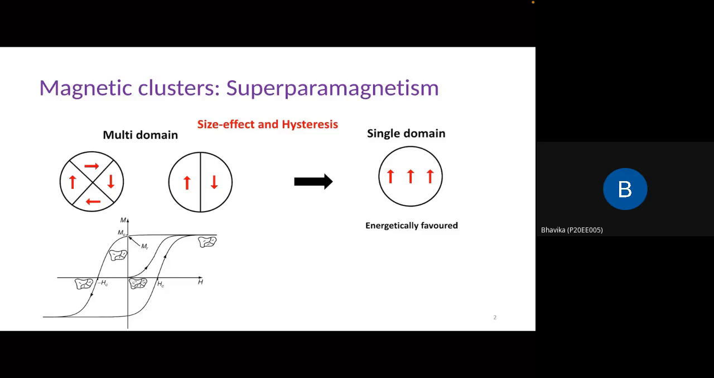And when you decrease the size, the multi-domain state will reduce to a single domain state, and that is much more energetically favorable compared to this. So when you go to a smaller size, your single domain state is energetically favorable compared to your multi-domain state. Now the question is, is there a change in the hysteresis due to that? Is it going to change or not?